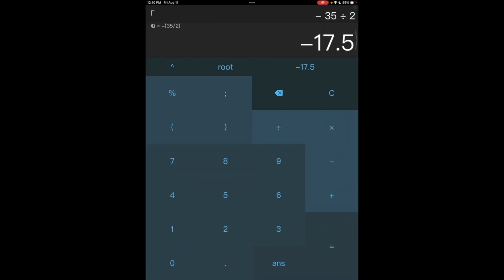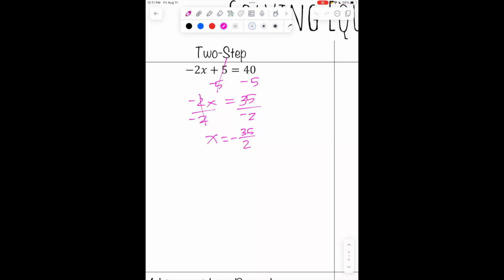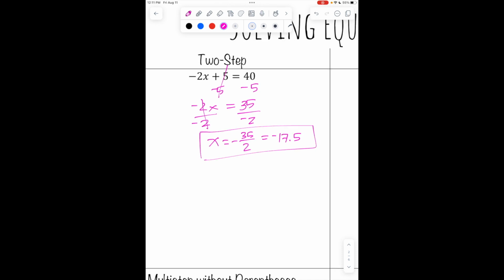If this were not an ending decimal, I would want to keep it as a fraction, which you can see in the upper left-hand corner what that fraction is. Since this is a decimal that ends, I can go ahead and write it as negative 17.5. In general, you'll want to keep fractions, but in this case, either one is acceptable.